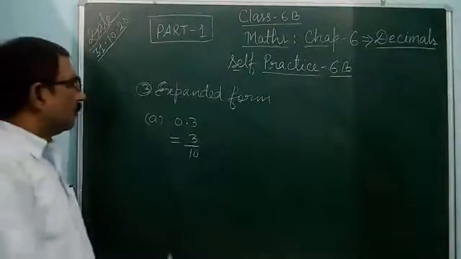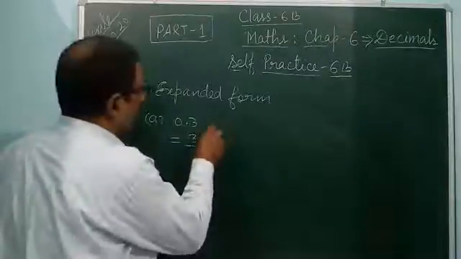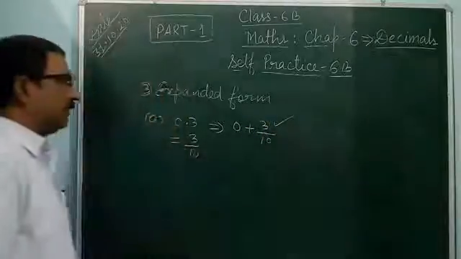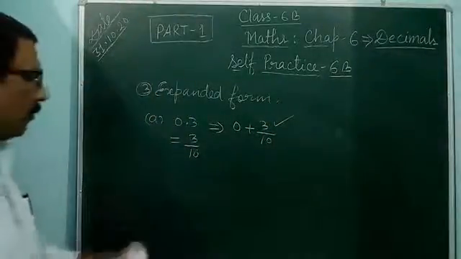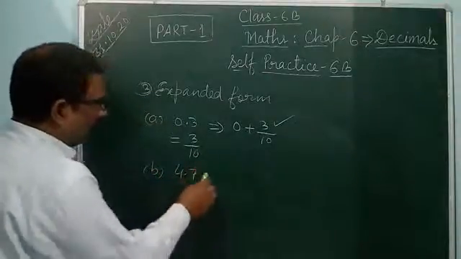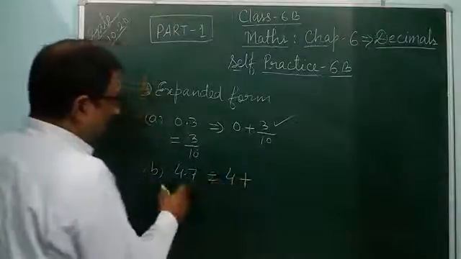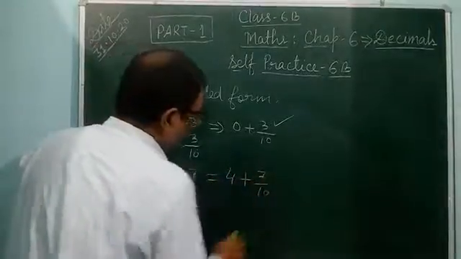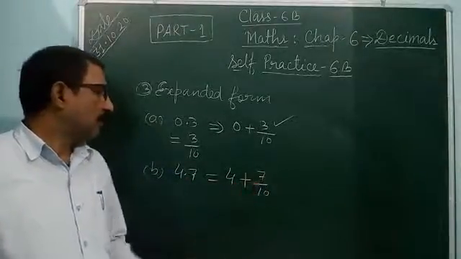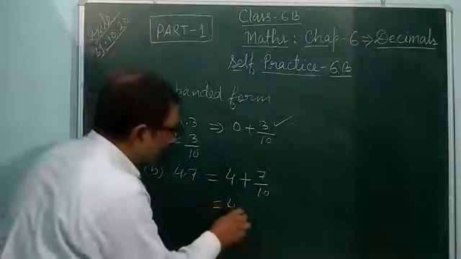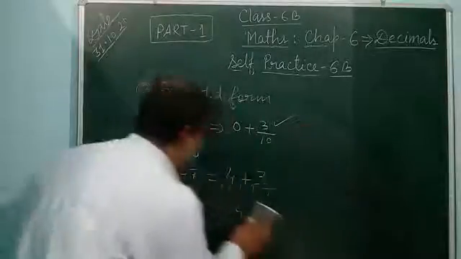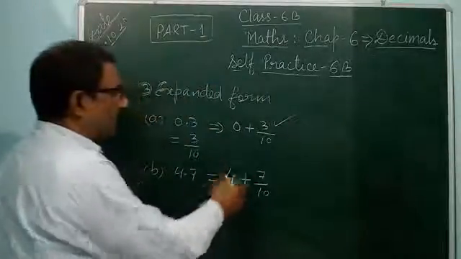Because there is no whole number, you can also represent it as 0 plus 3 by 10. You can write like this also. 4.7: 4 is the whole number. You can write 4 plus 0.7, which means 7 by 10, because 7 tenths is there. So 0.7 means 7 tenths, so 4 plus 7 tenths. It means 4.7, the same thing. So you can expand this like that, 4 plus 7 by 10.